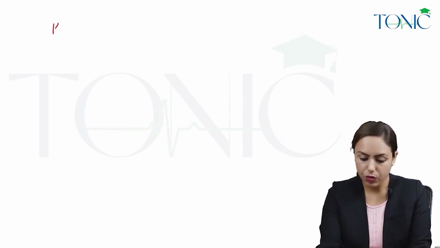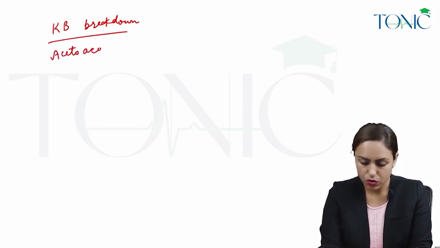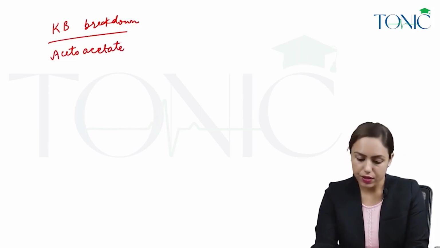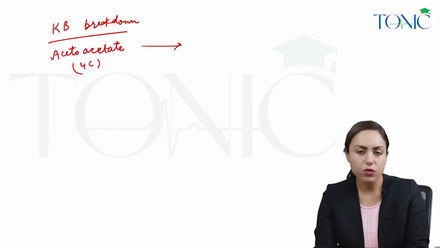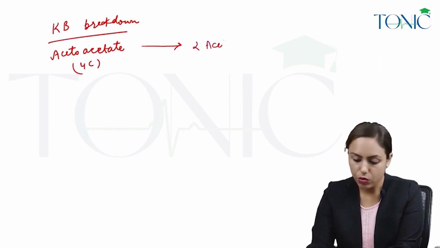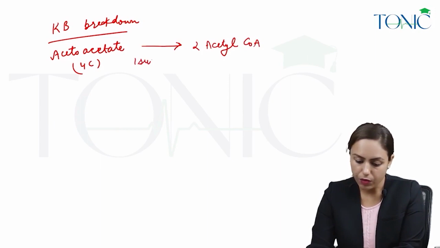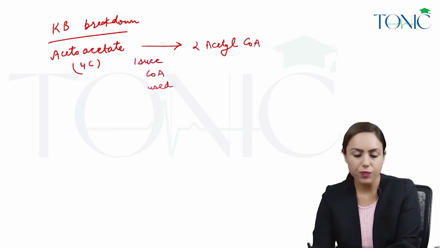Energetics from ketone body breakdown. Ketone body breakdown, that is, acetoacetate. Acetoacetate is a 4-carbon ketone body. When it is broken down by the ketone body breakdown pathway, then we get 2 acetyl-CoA. Okay, and in this breakdown pathway, one molecule of succinyl-CoA is used, right?